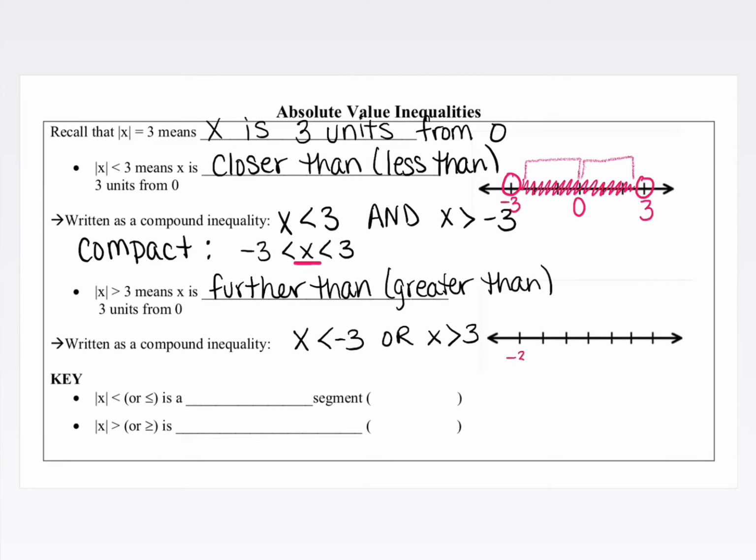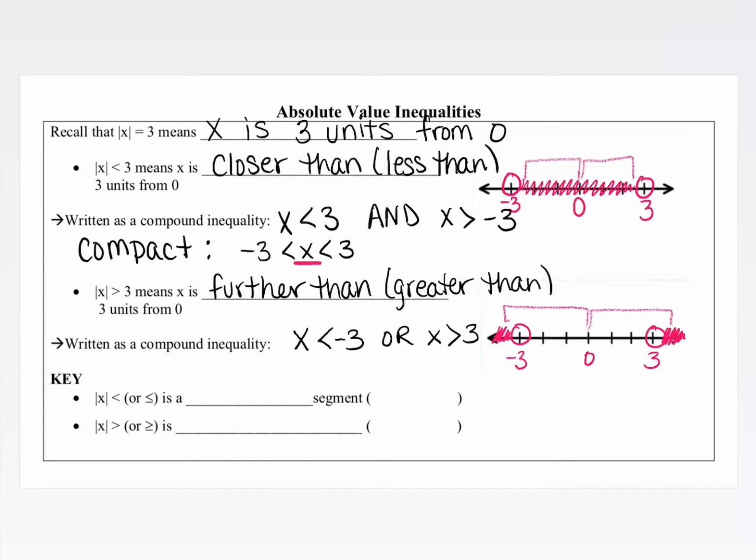Now again, if we think about this on our number line, let's just have our open circles here. Now I'm going to shade, since x is less than negative 3, I'm going to shade to the left here. If x is greater than positive 3, I'm going to shade to the right here. Again, thinking back to further than 3 units. So if we start at 0, we are further than 3 units to our potential x value. And this goes the same for both sides.